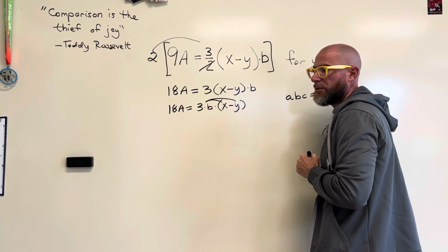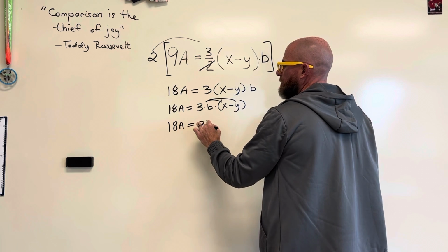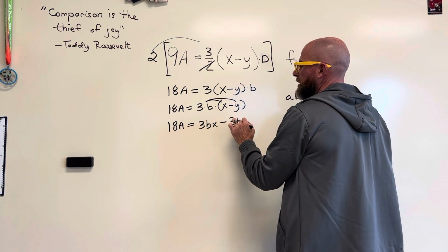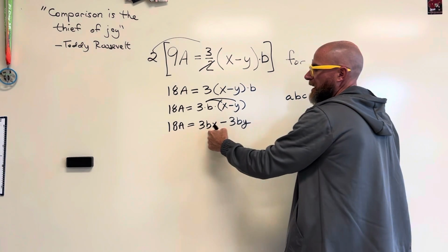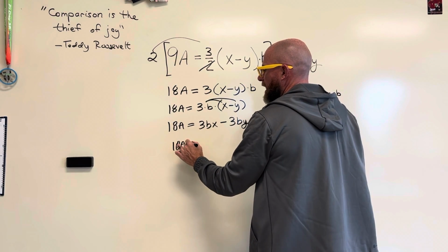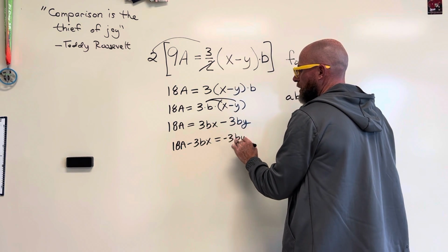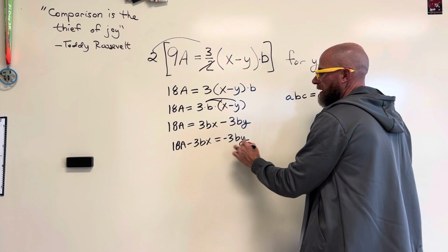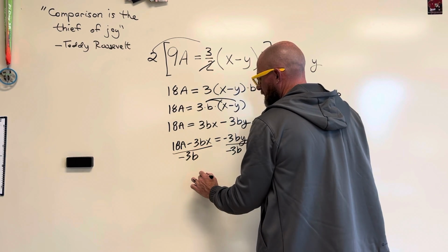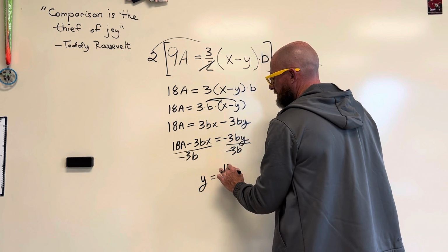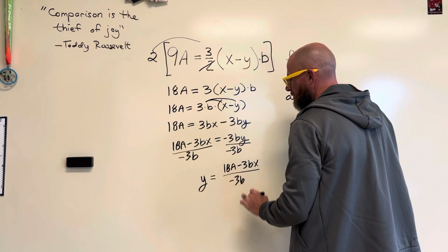We're just going to distribute through. So getting rid of parentheses, 18a equals 3b times x minus 3b times y. Continuing to get the y by itself, I can subtract. I have 18a minus 3bx equals negative 3by, and then divide by negative 3b. So my final answer would be y equals 18a minus 3bx over negative 3b.